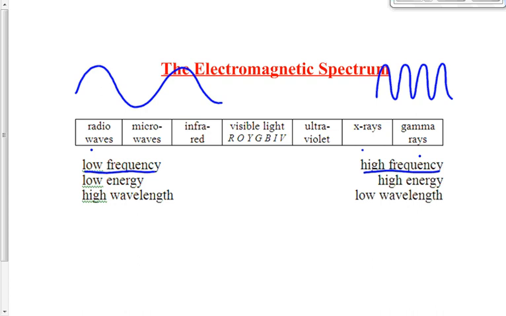If you have a low frequency, then the wavelength, the distance between crest and crest, will be high. So a low frequency corresponds to a high wavelength, and a high frequency corresponds to a low wavelength. Now the energy, you're going to have to just trust me on this one for now until later on in the unit. A low frequency also corresponds to a low energy, and a high frequency corresponds to a high energy. You'll see why that's the case later on in this unit, but for now, just trust me on it.